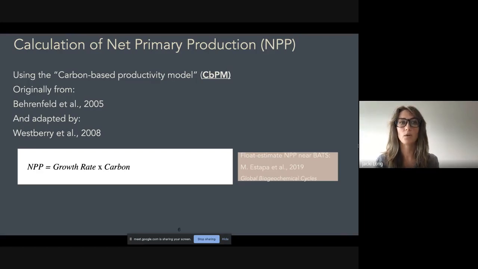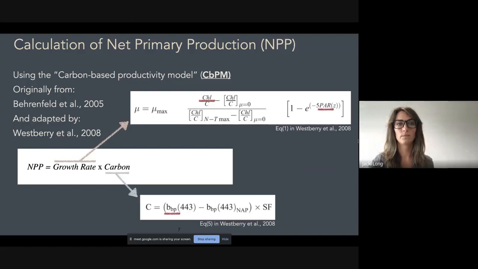And so we've kind of honed in on this one model, there's many, the carbon-based productivity model, which was initially laid out in 2005 by Behrenfeld et al., and then adapted in 2008 by Westberry et al. And later, it was brought on by Mega Stapa in 2019 and adapted to floats, as I mentioned previously. That's the citation here if you want to look into it. And the foundation of this relationship to get at NPP is based on the equation shown here, which is the product of growth rate and carbon.